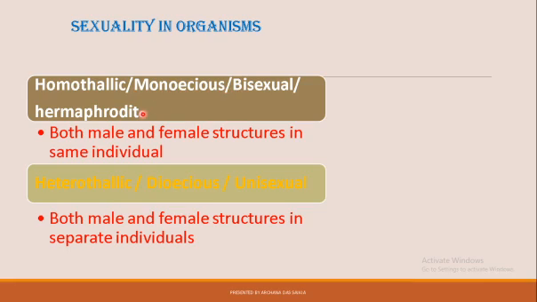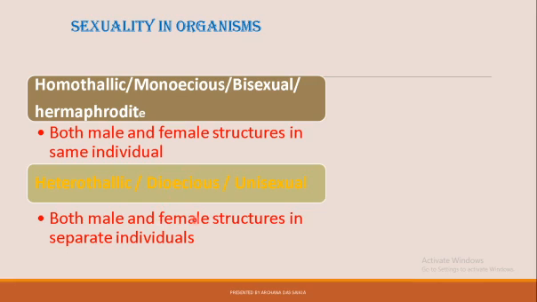Hermaphrodite refers specifically to animals. Some examples of hermaphrodites include earthworms. They have both male and female structures within the same individual. Likewise, in plants we have examples like cucurbits. Then heterothallic or dioecious or unisexual is just the opposite of the first category.